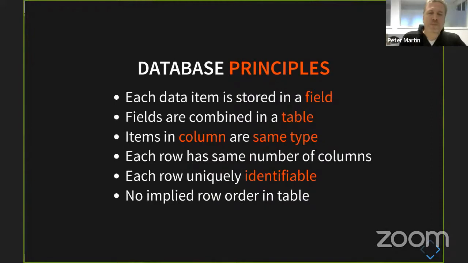So there are a couple of principles. Each data element is stored in a field. The fields are combined in a table. And items in one column are all of the same type. And each row has the same number of columns. And each row should be uniquely identifiable. Most of the Joomla records have an ID, and some don't, but you can find unique fields by combining 2 or 3 of those fields. And in a database, there's no implied order in the rows. You can, of course, make an order, and I will show you in a second.